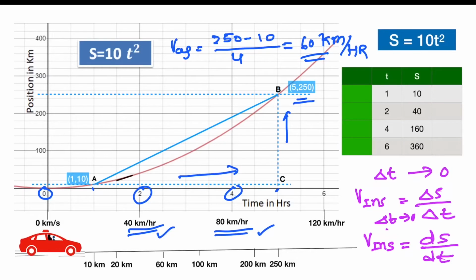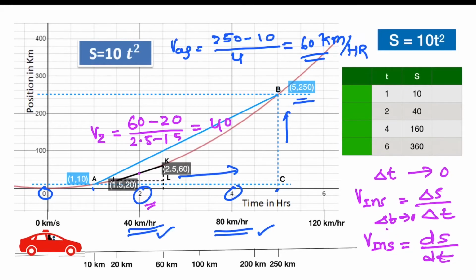For example, if I need to know the instantaneous speed at 2 hours from the start of its motion, what I do is draw a tangent line at t equal to 2 hours to that car motion curve, and this tangent line is JK. Now the slope of this line will give me the instantaneous speed at 2 hours. If you see the coordinates here, the slope, v instantaneous at 2 hours, is nothing but 60 minus 20, which is the rise, divided by the time duration 2.5 minus 1.5, and this becomes 40 kilometers per hour, and that is the instantaneous speed.